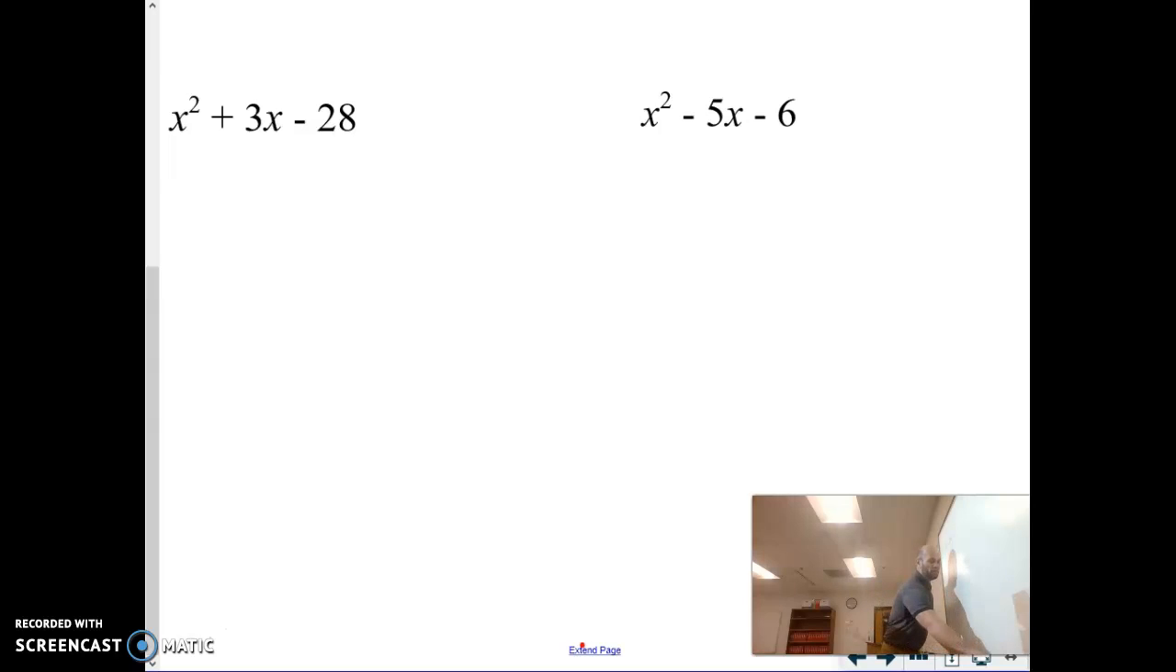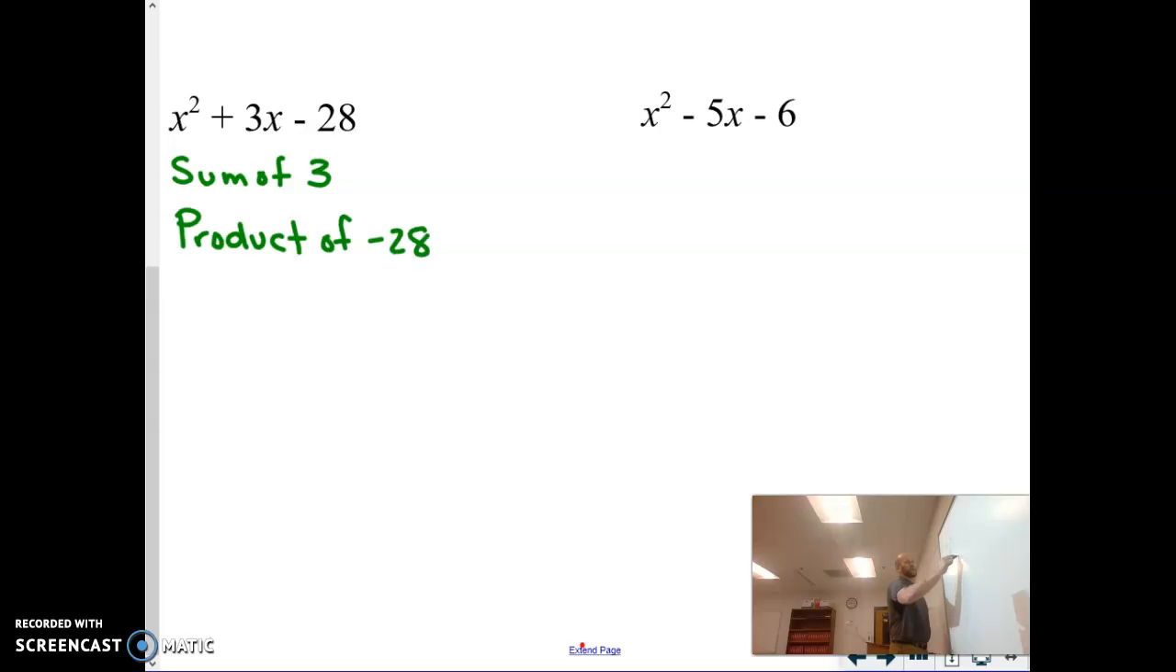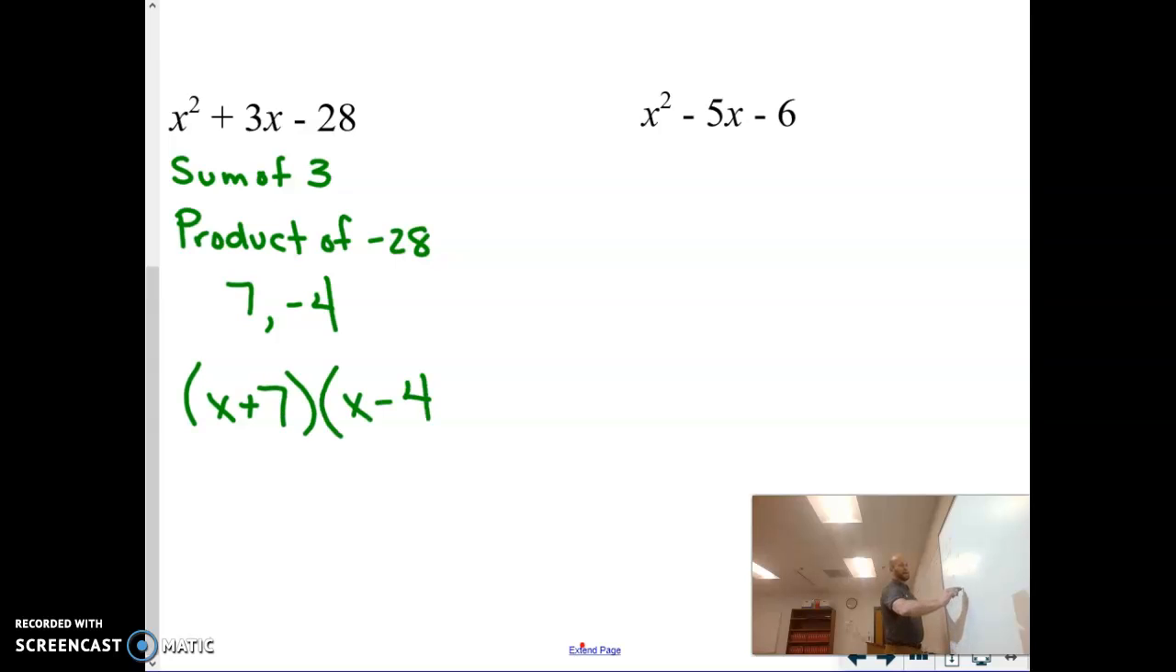So here with this one, again, we are looking for a sum of 3 and a product of negative 28. In this case, the two numbers that fit the bill for that would be positive 7 and negative 4. So once again, those two constants become the constants of our binomial factors. So that would leave us with x plus 7 times x minus 4.